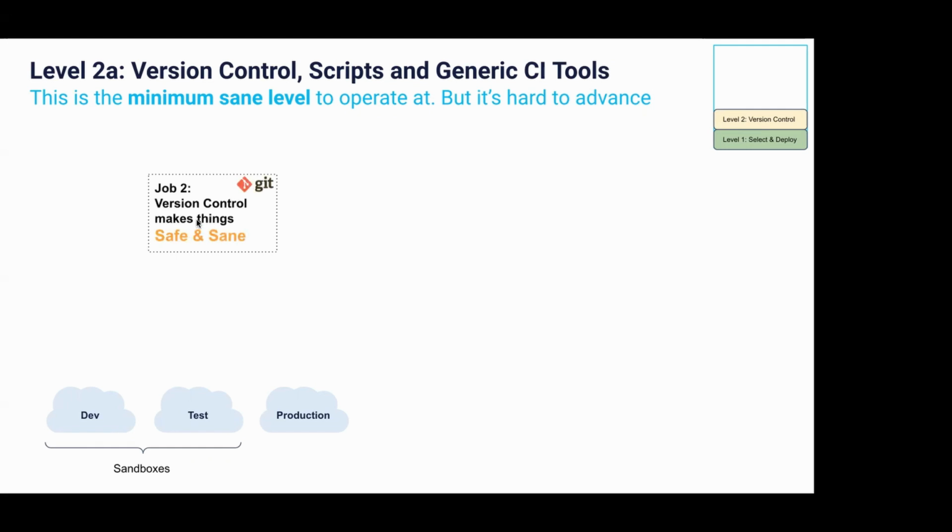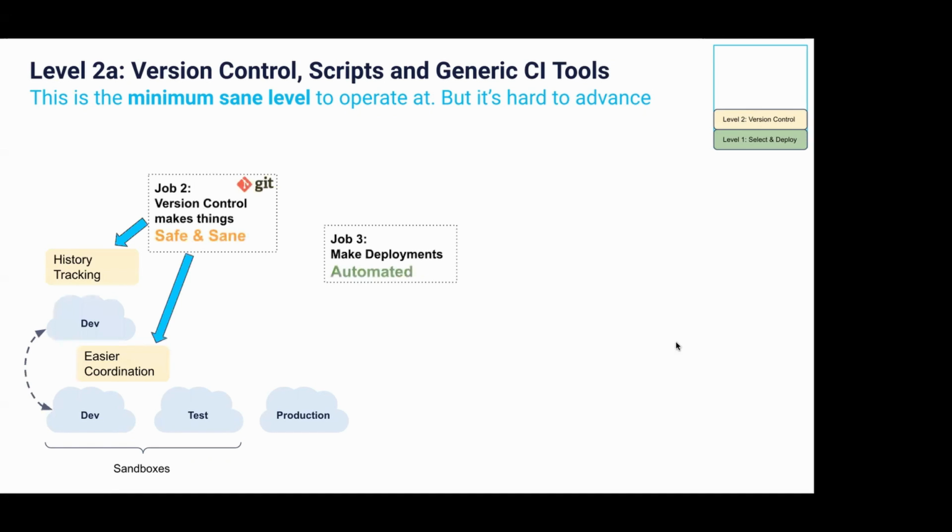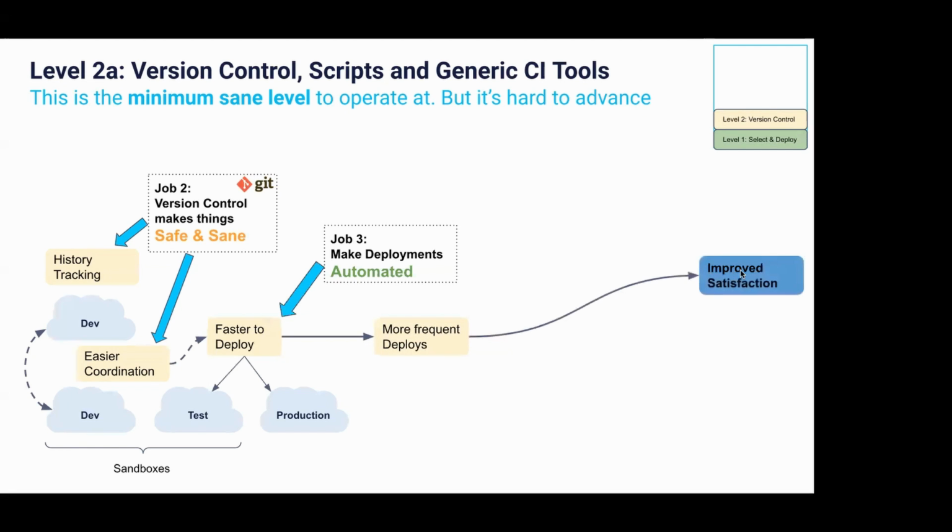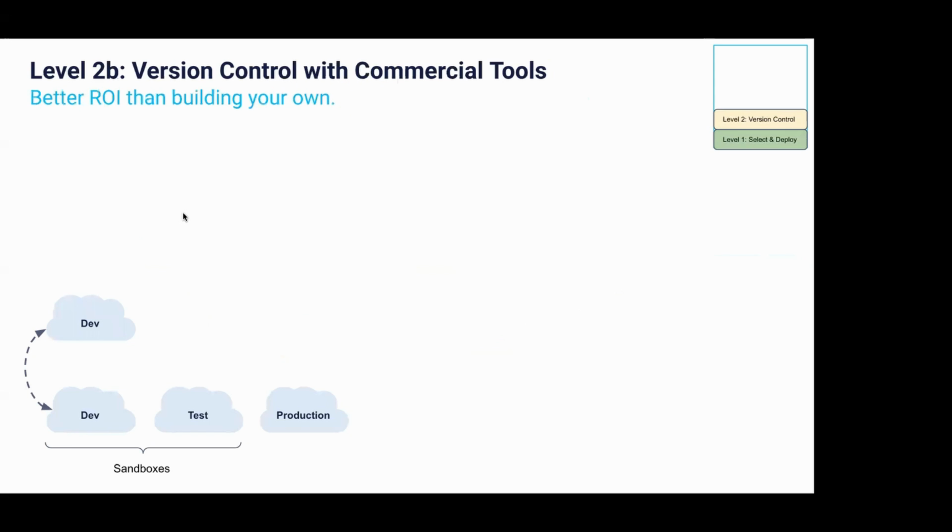So job 2, version control makes things safe and sane. You can track the work, you know the history, but history tracking also, you can coordinate more easily. You can merge changes between developers. That's really very, very helpful. And then building on that, you can make deployments automated. And that's what Gautam was describing with Jenkins and Ant, and makes it faster to deploy between these different environments. And then you can have more frequent deployments and everybody gets happier and happier. And that's level 2. But like Gautam was saying, how do you deploy, there's some unusual challenges with Salesforce, right?